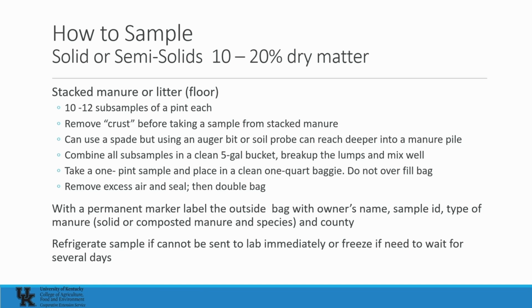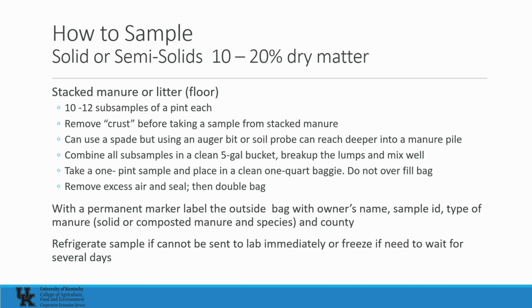So in this manure, we're going to remove our crust, and then we're going to dig into that manure pile, and we're going to take our sample using a spade, or you can use a soil probe or an auger bit, but we want to get pretty deep into the pile, as deep as we can, at least a good 6 inches. Take that sample, put it in a clean 5-gallon bucket, move on to the next spots.